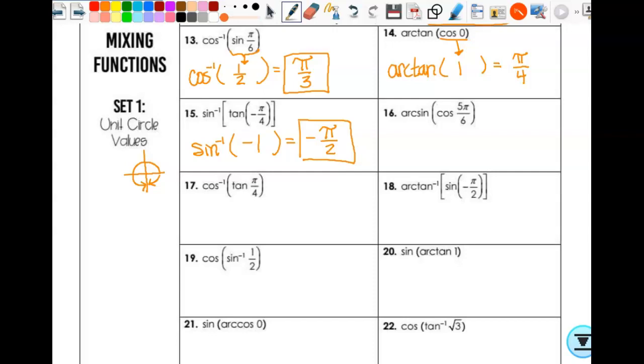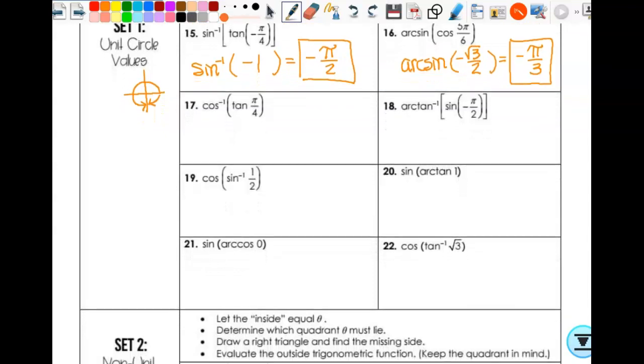Arcsine of the cosine of 5 pi 6. So that means it's going to give me the arcsine of, what is the cosine of 5 pi 6? Negative square root of 3 over 2. Good. And then the arcsine of negative square root of 3 over 2 is going to be negative pi thirds. Good. All right. Any questions at this point?